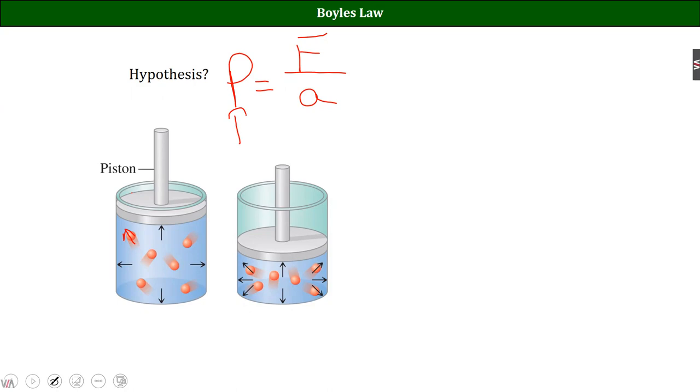So if we change the volume by pushing down on this piston, what changes out of this equation? Area changes. If we have the same number of gas molecules and they're all moving the same speed as they were before, but now they have a smaller area that they can hit, A goes down. And if A goes down, what would we expect to happen to pressure? Pressure should go up.